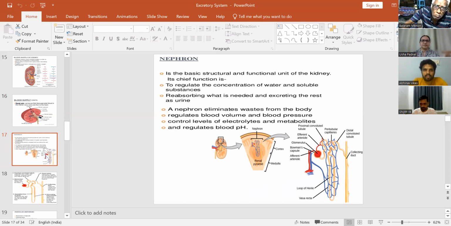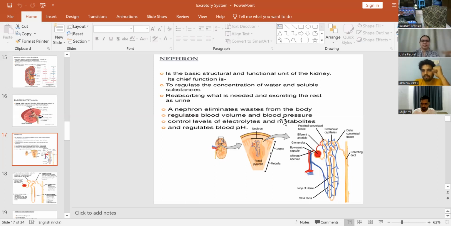First one, what is there? To regulate the concentration of water and the soluble substances. What is soluble, what is insoluble, what to eliminate, what to store. And there is one more function: it is not only filtering, it also has the function of reabsorbing. If something is needed, it will not be sent out again. After filtering, it will take it and send it back to the body. Nephrons eliminate waste from the body, regulate blood volume and blood pressure.